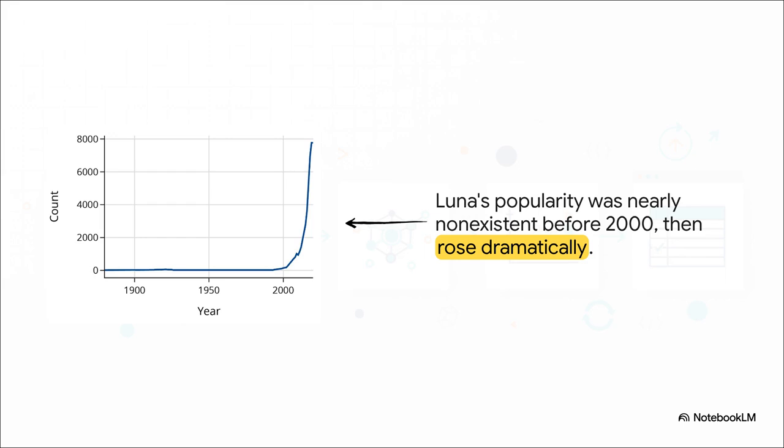Once we apply that filter, we can plot the result, and wow, the chart tells a really clear story. Just like the article claimed, the name Luna was basically non-existent for 100 years. Then, right around the early 2000s, it just takes off. So with just one simple filtering operation, we visually confirmed a major cultural trend.